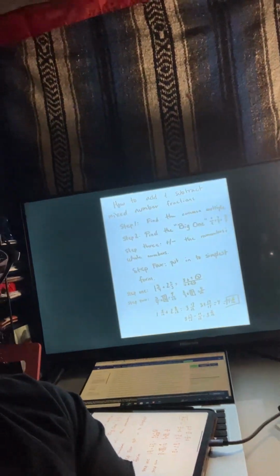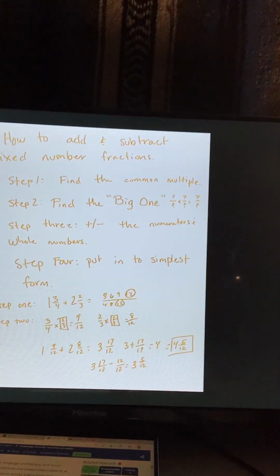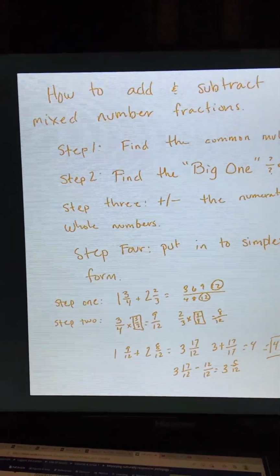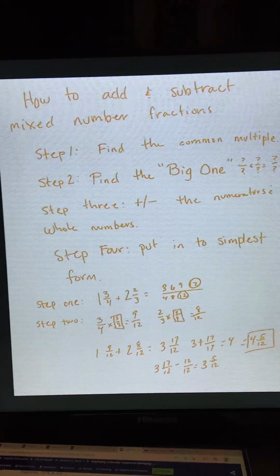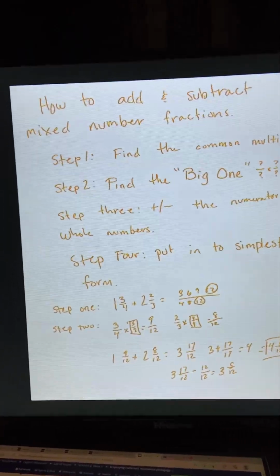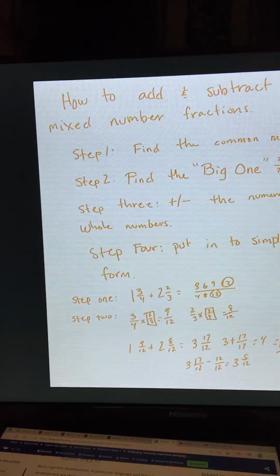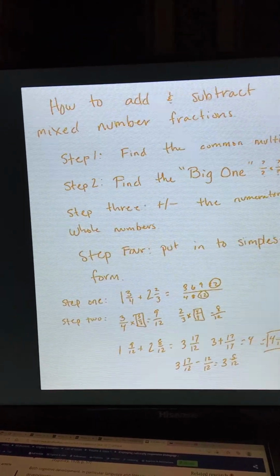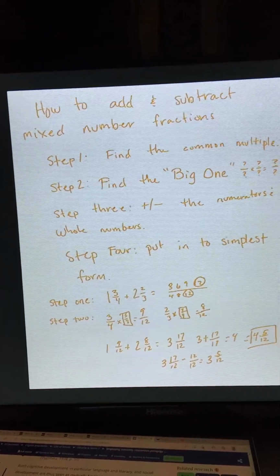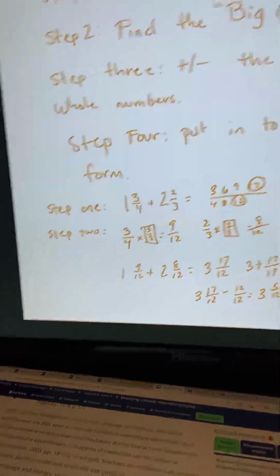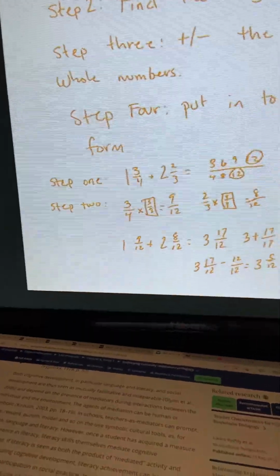Today we're going to be talking about our anchor chart. So as you can see here, my anchor chart, right? It's how to add and subtract mixed number fractions. So step 1, find the common multiple. Step 2, find the big one, right? So you've got to find the common multiple, you've got to find the numerator. Set up. Step 3, plus and minus the numerators, whole numbers. Step 4, put into simplest form. As you can see right there at the bottom, it shows how we go from step 1, step 2, step 3, and step 4.